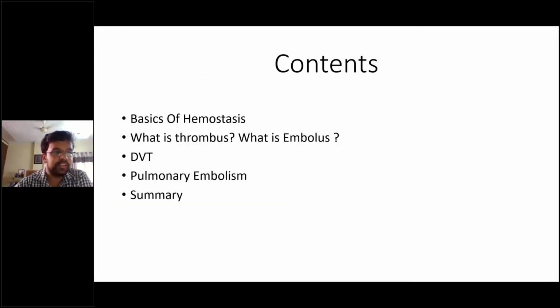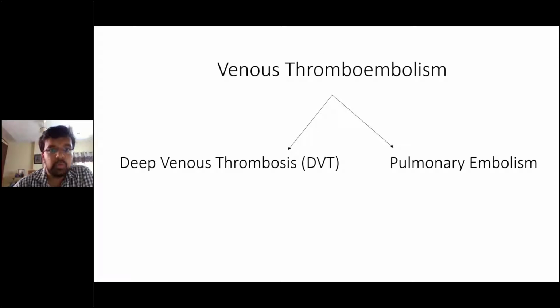So the contents of today's lecture would be, we'll be studying some basics of hemostasis. We'll be studying what is thrombus, what is an embolus. Then we'll begin on DVT, pulmonary embolism, and finally end with summary. Okay. So venous thromboembolism can be divided into two things. One, deep venous thrombosis, and second, pulmonary embolism. So now I'll be explaining you each and every term in this slide: thromboembolism, deep venous, pulmonary embolism, everything.